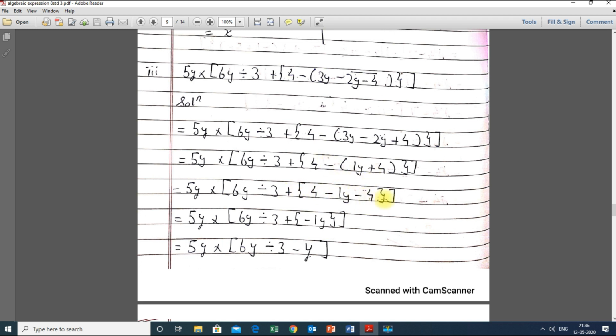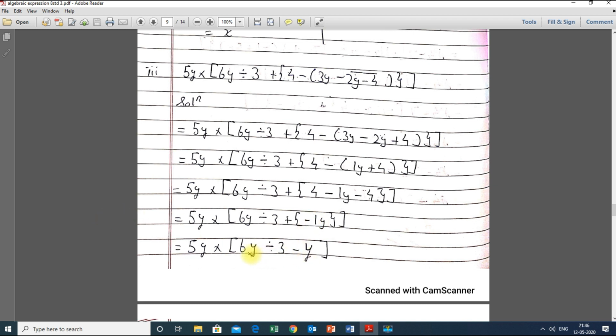Now I will solve the curly bracket. So 4 minus 1y minus 4. So 4 minus 4 is 0. Minus 1y is left. So plus minus is minus, therefore minus y. You can think y is 1y, or y is 1y, the same thing. So I wrote minus 1y, minus y, over here.